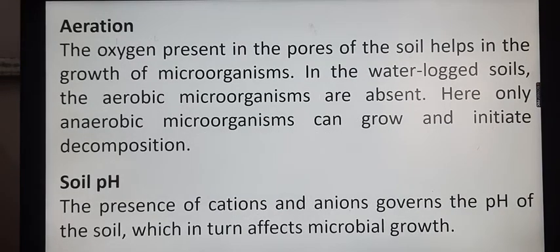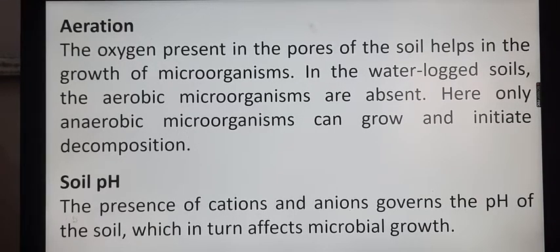Then another factor is aeration. So oxygen present in the pores of soil helps in growth of microorganisms. In waterlogged soil, the aerobic microorganisms are absent. Here only anaerobic microorganisms can grow and initiate decomposition. So obviously, because aerobic organisms are not there, only anaerobic microorganisms are there. So there will be less decomposition or slow decomposition.